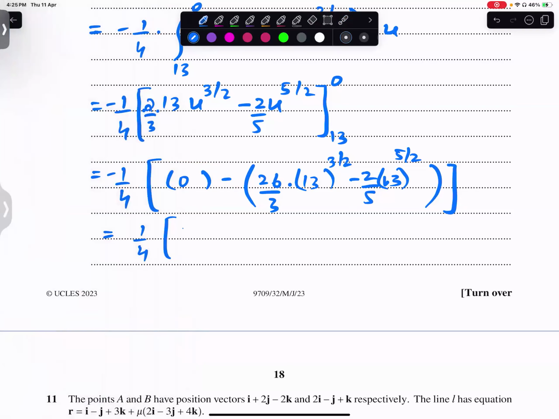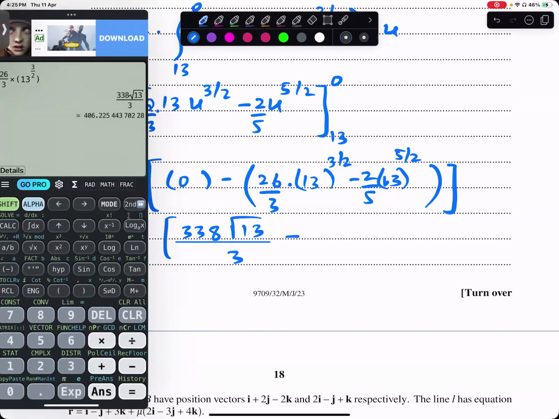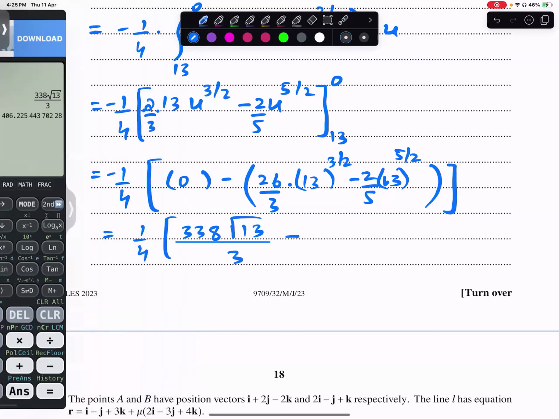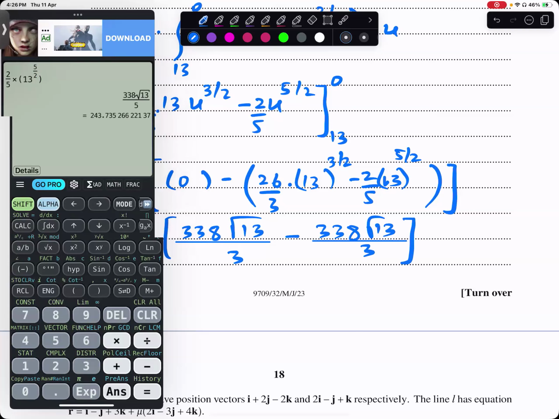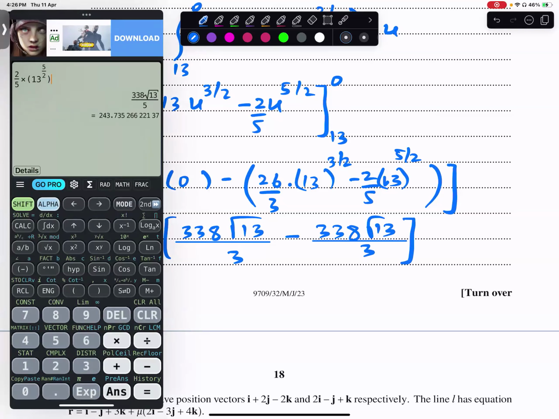So 338 root 13 over 3, then minus 2 by 5, 13 power 5 by 2. 338 root 13 over 3. Oh my God, this is 5. So student, this is 5. Okay.